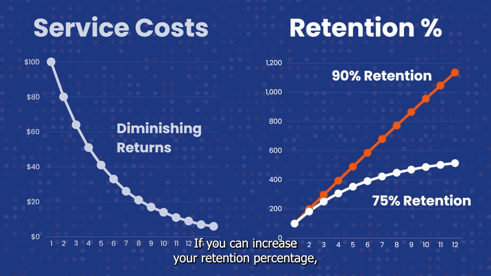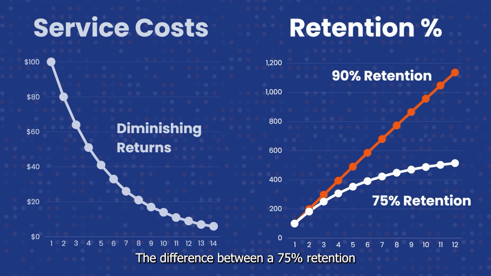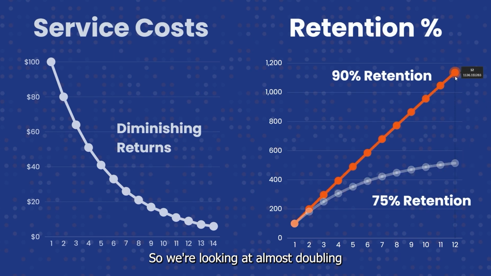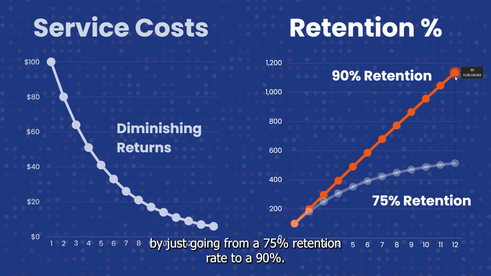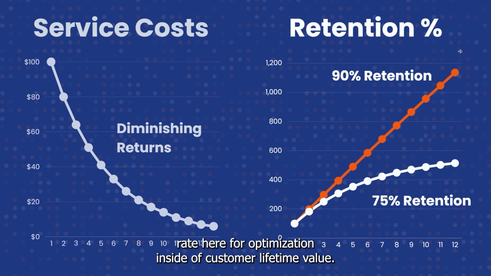If you can increase your retention percentage, then you're going to see exponential gains over time. The difference between a 75% retention rate and a 90% retention rate can be seen here. So we're looking at almost doubling in sales over a 12-month period by just going from a 75% retention rate to a 90%. That's why we're going to focus on the retention rate here for optimization inside a customer lifetime value.